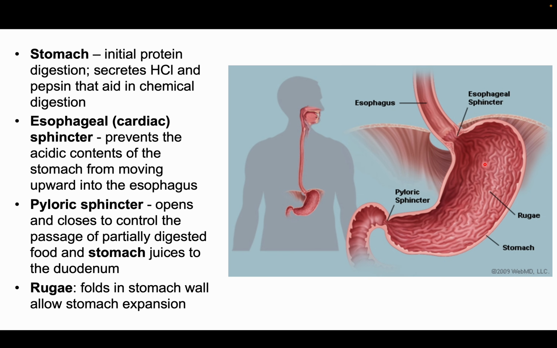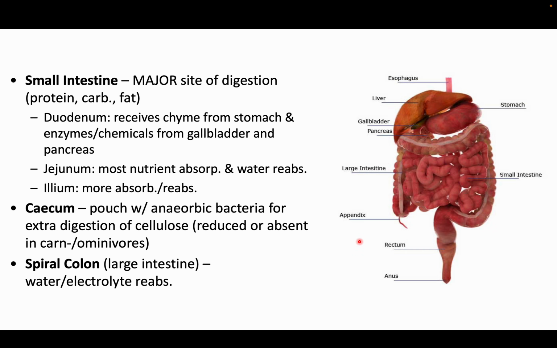a harsh acidic environment. In the stomach, you also see these tiny folds called the rugae. These rugae will help the stomach expand so that it can hold more food, chyme, etc. And then at the end of the stomach, there's another sphincter called the pyloric sphincter. This one will open up when chyme is ready to leave the stomach and go into the next organ, which will be the small intestine.